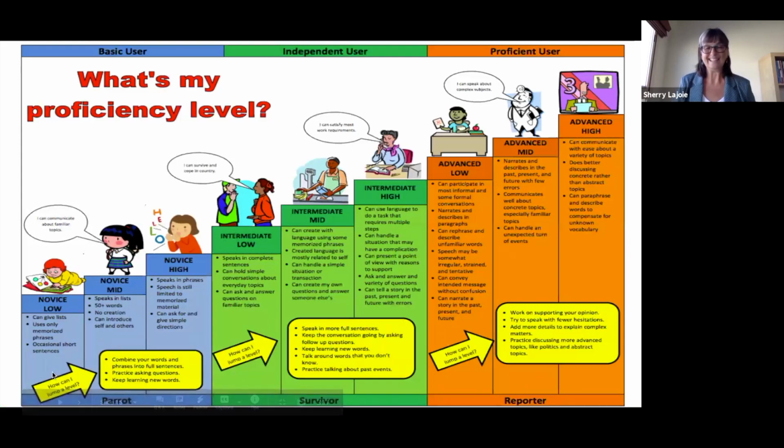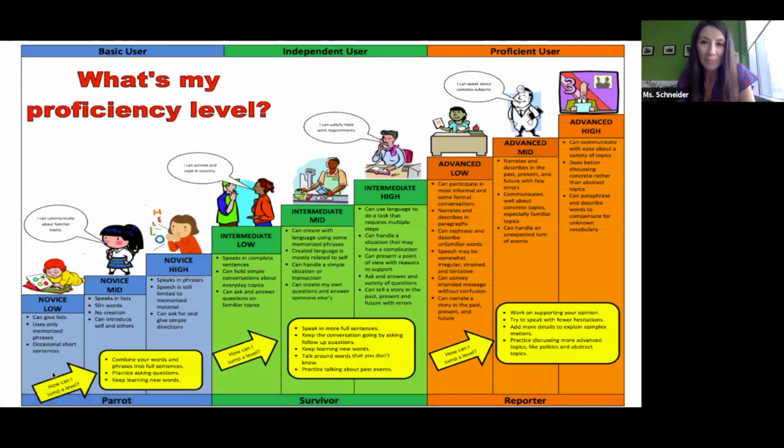I invite Brianna. Okay, well, for me as a classroom teacher, the most valuable aspect of the proficiency-based learning is that it makes the process of acquiring a language visible to my students. Each step of the ladder, as you can see on the image, describes what the students can do with the language, referring to the different aspects of learning a language.